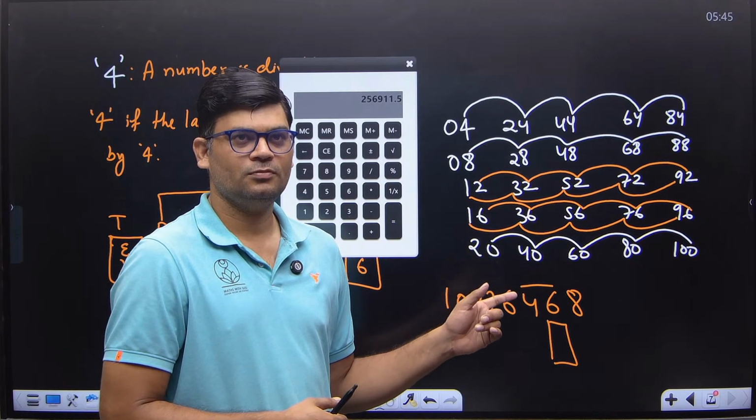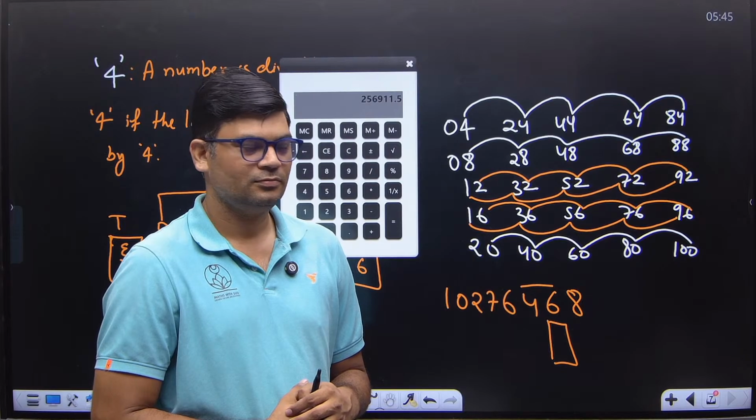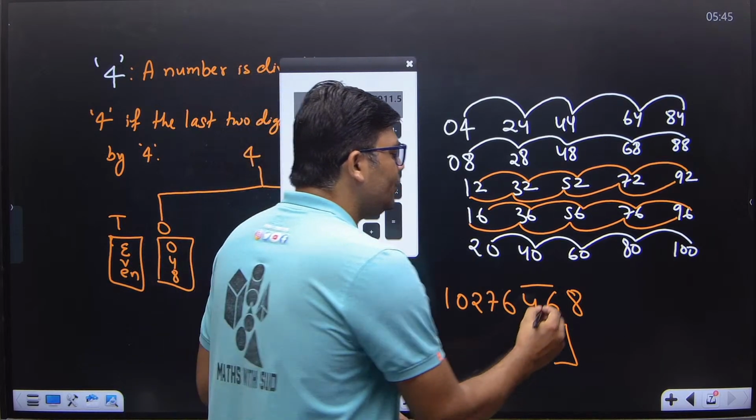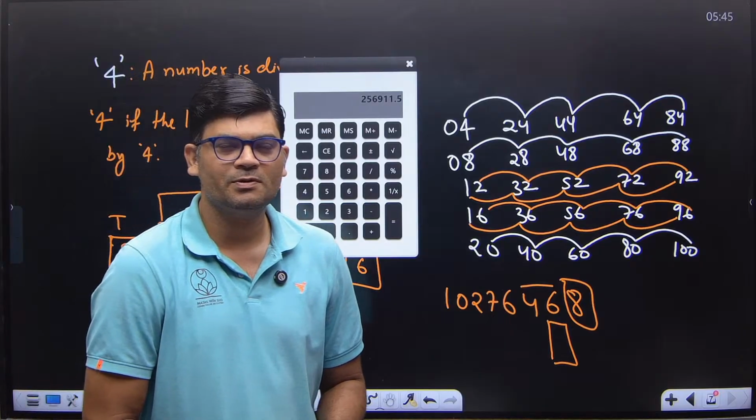So 0. I can replace 6 by 0. Are you getting it? Okay. If I need to change this digit, what is the minimum digit I can put here so that it is divisible by 4?